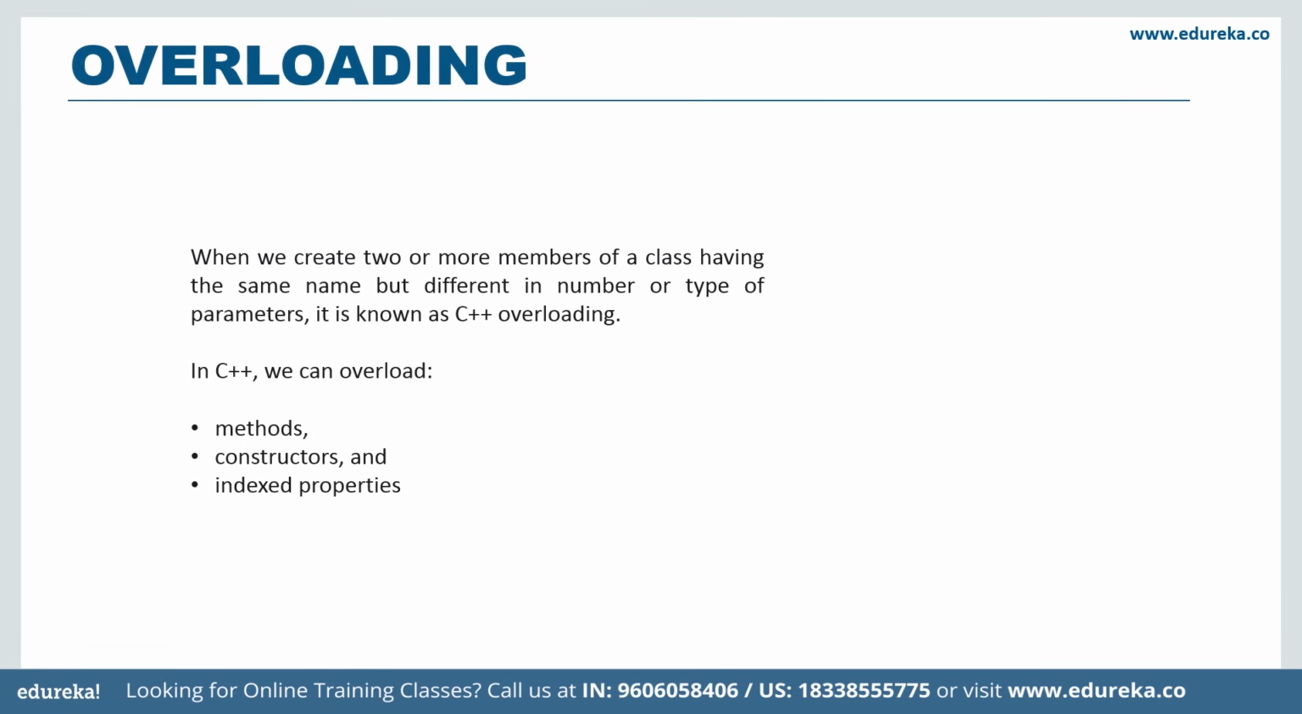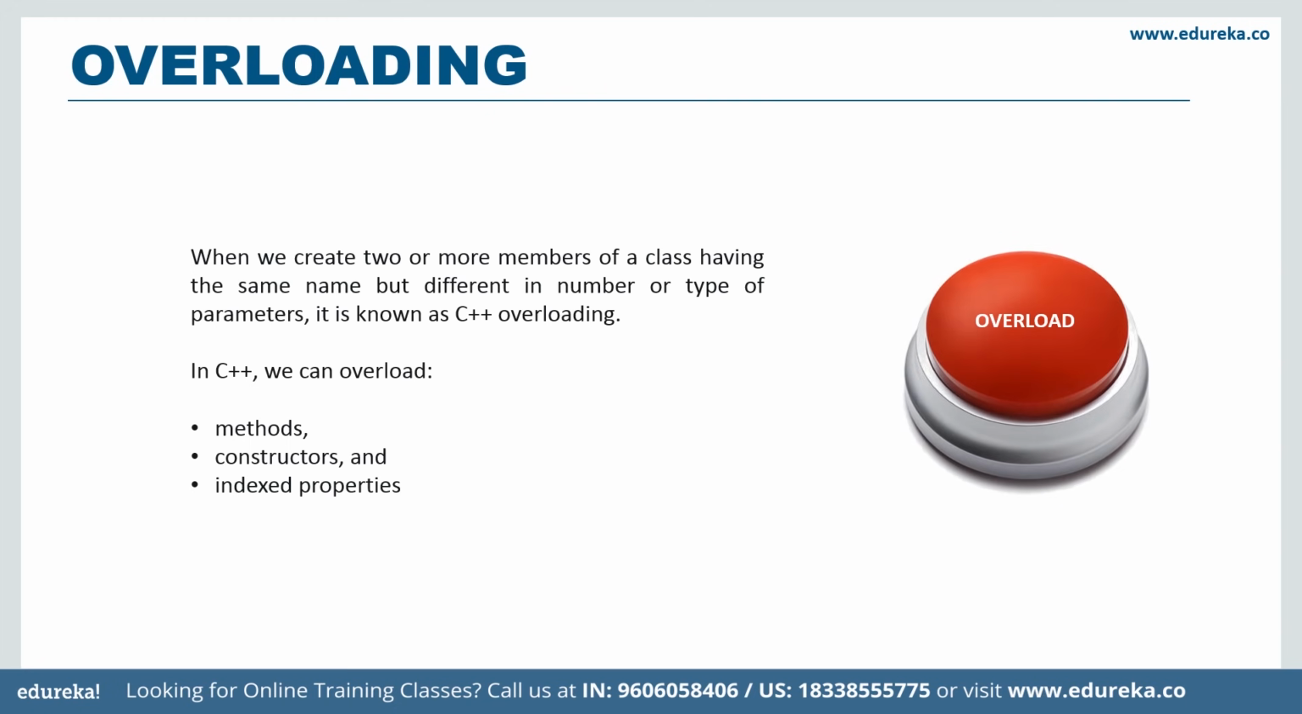Now with this, let us move on to the next concept in our tutorial for today, that is overloading. So what is overloading? Overloading is a process where we create two or more members of a class having the same name but different number of parameters. We can overload by using methods, constructors, and indexed properties. There are basically two types of overloading, which are functional overloading and operator overloading. Now, let us execute an example based on overloading.